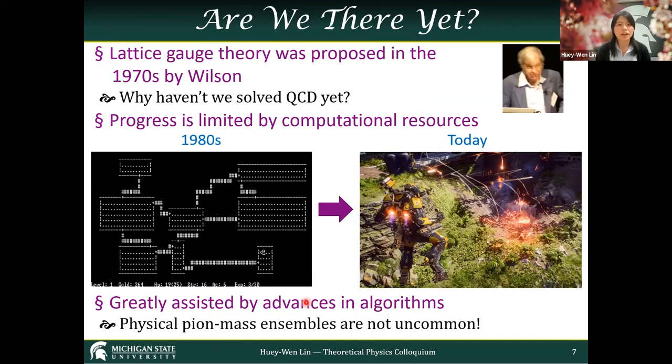So this has been around for a while. The idea was proposed in the 70s by Wilson, but we haven't really solved QCD yet. A lot of early progress was heavily limited by the computational resources we had. Just to give an idea of how much computational power has improved over the last few decades: in the 1980s, this was the state-of-the-art computer game that you could play on a giant computer that would probably take up your whole desk. And today, a lot of kids have these nice little PSP boxes with amazing graphics and a lot more. So you get a visual idea of how much computational resources have improved, allowing us to do more realistic simulations today.